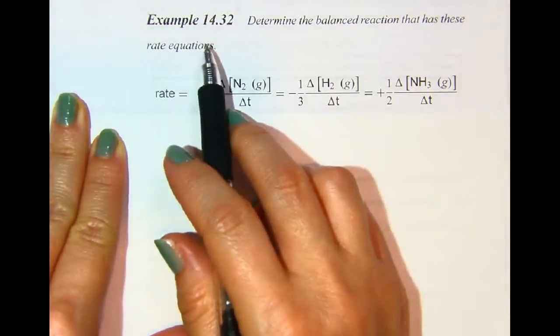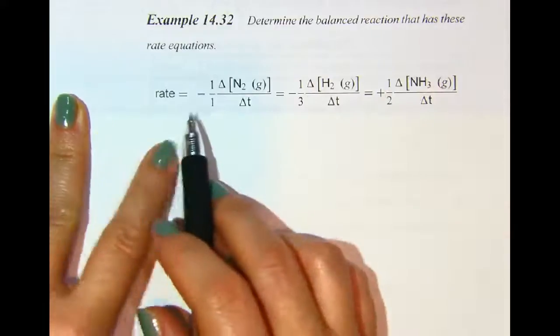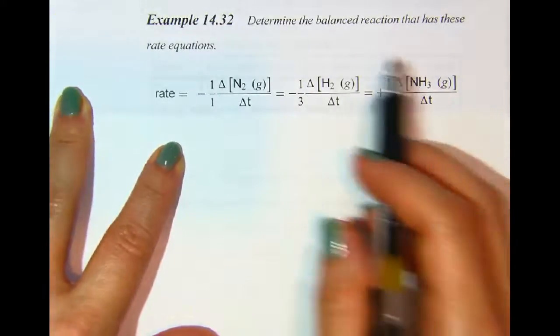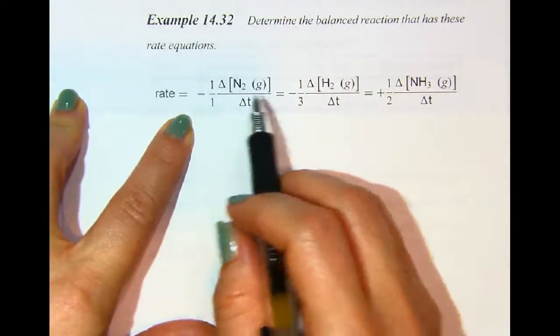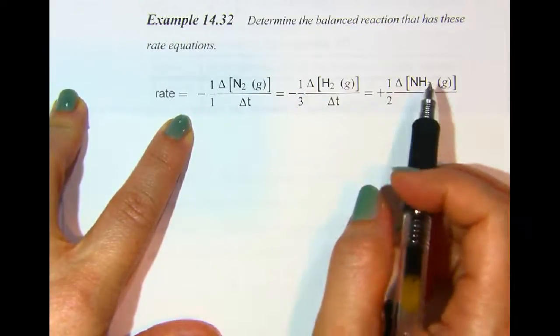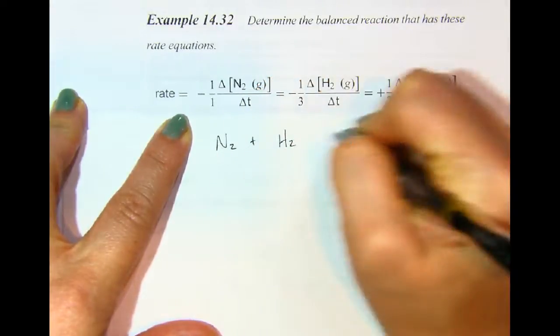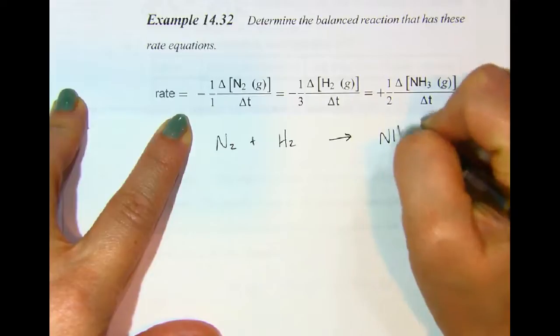Example 14.32. Determine the balanced reaction that has these rate equations. And so here's our rate equation. And recall that the little negative symbol is going to tell you that these are reactants, and that positive tells you this is a product. So I know my reactants are N2 plus H2 yields NH3.